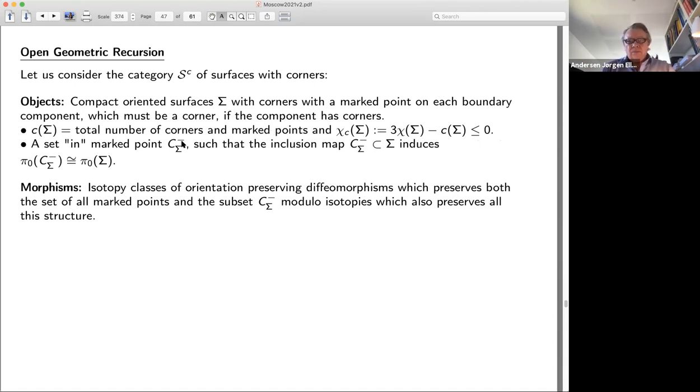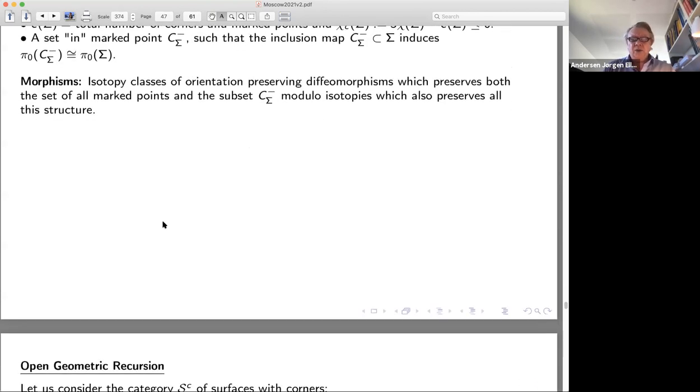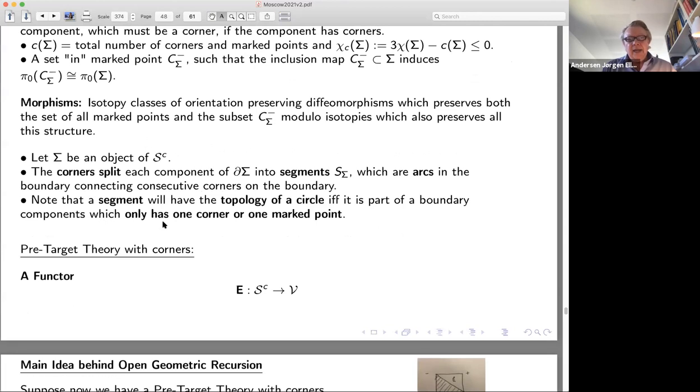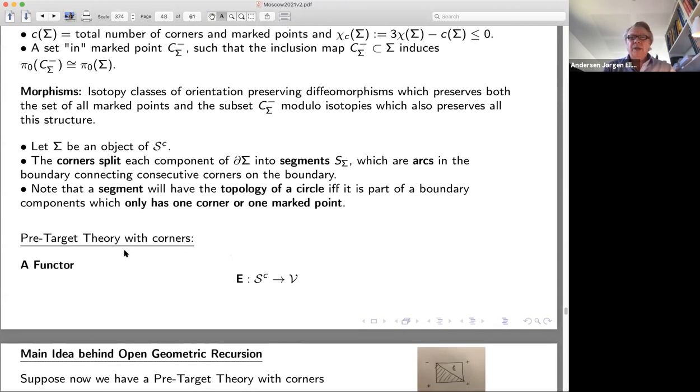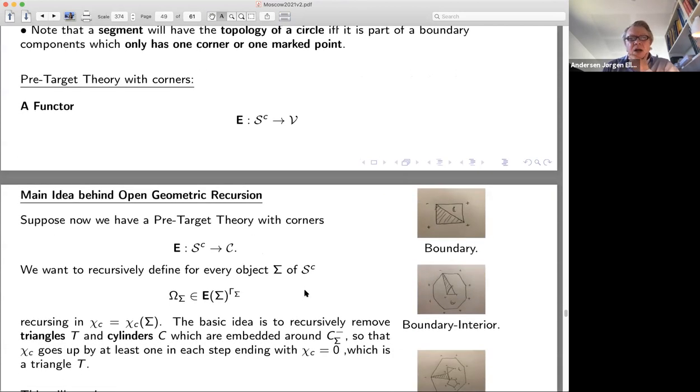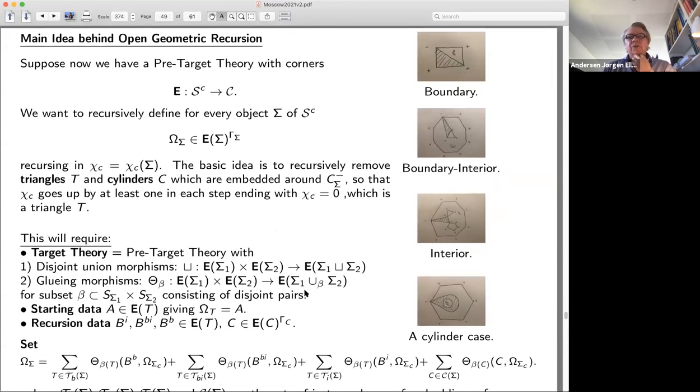Okay, very good. And so again, I want it so that the set of in mark points, I call it C sigma minus, and this inclusion here gives me 1 for each connected component. That's what it says here. And then morphisms are as you expect. So I don't want to go through that. And now what we want to do is, let me skip this thing about segments and so on. It's not so important right now, but what I want now is a function from this category of surfaces with corners to vector spaces.